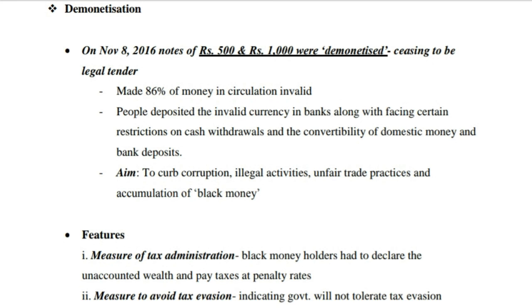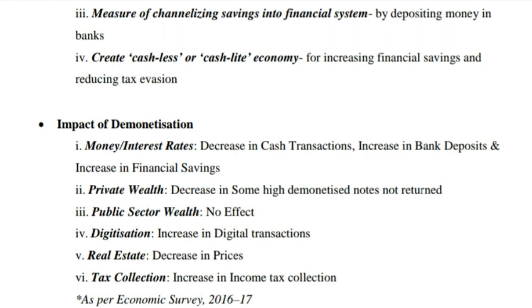Features. 1. Measure of tax administration. Black money holders had to declare the unaccounted wealth and pay taxes at penalty rates. 2. Measure to avoid tax evasion, indicating the government will not tolerate tax evasion. 3. Measure of channelizing savings into the financial system by depositing money in banks. 4. Create a cashless or cash-light economy for increasing financial savings and reducing tax evasion.